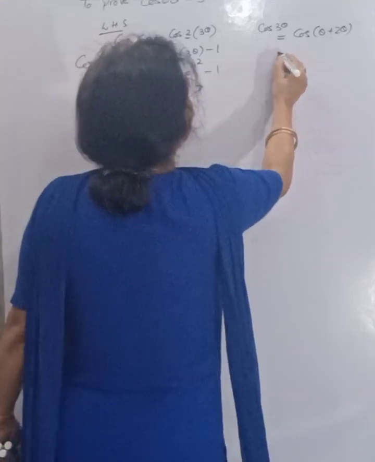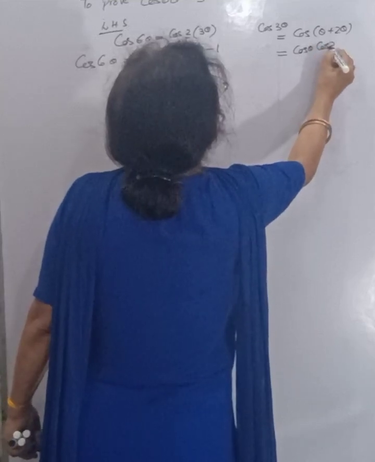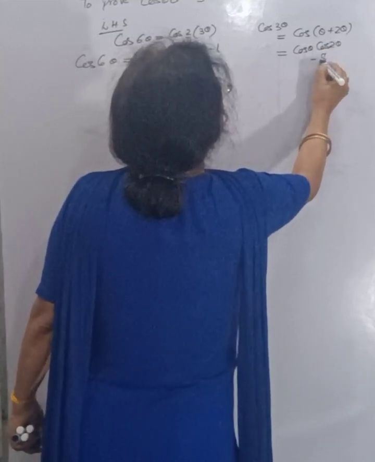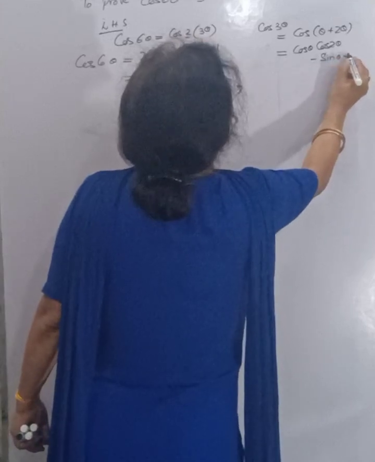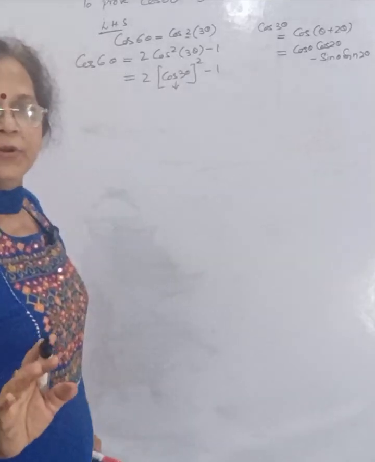This can be written as cos of theta into cos of 2 theta minus sin of theta into sin of 2 theta. Clear?